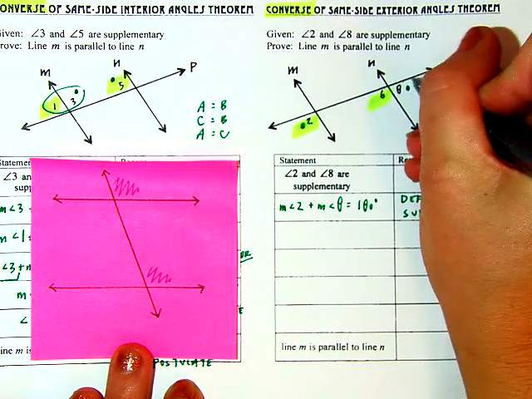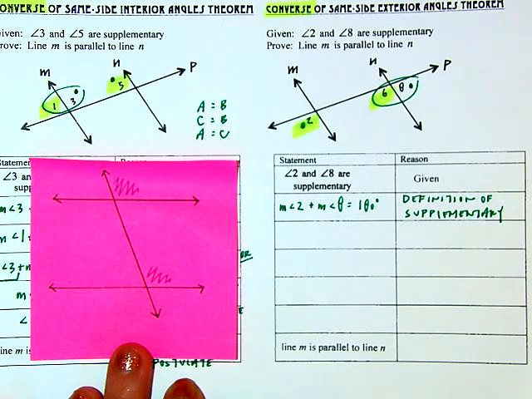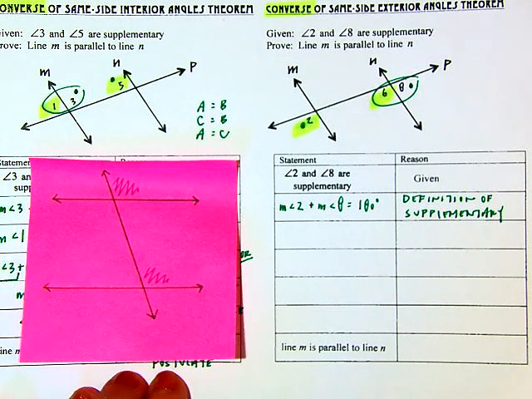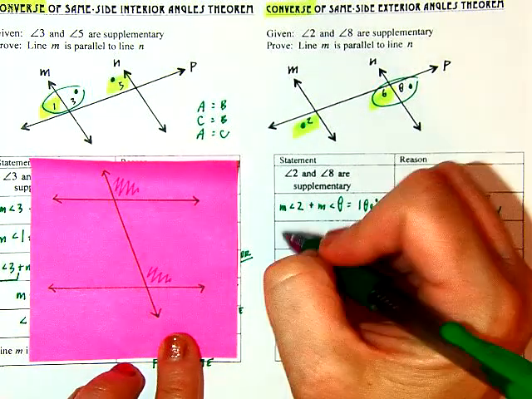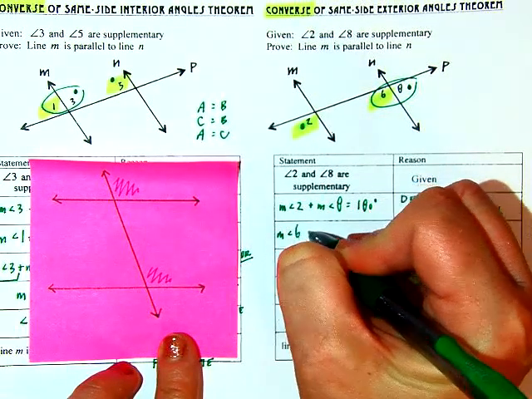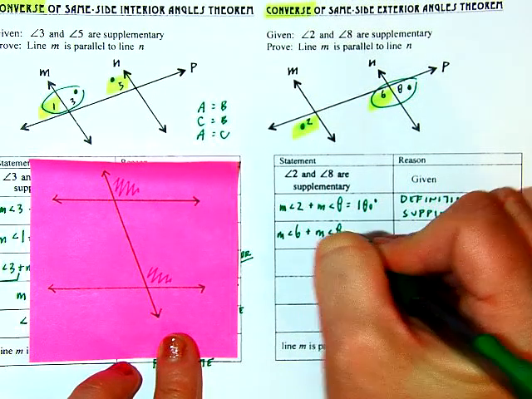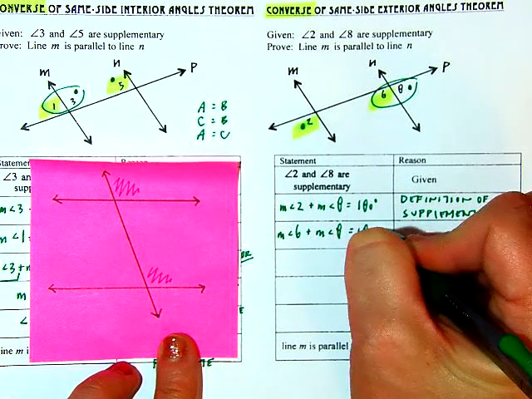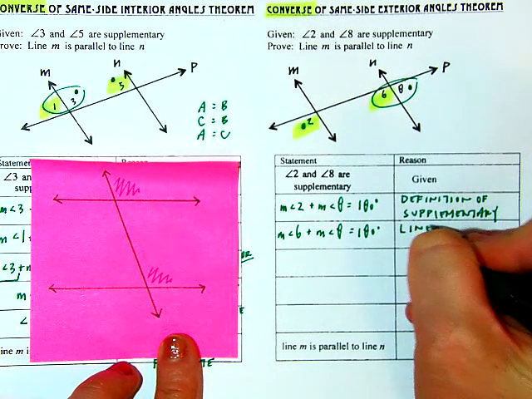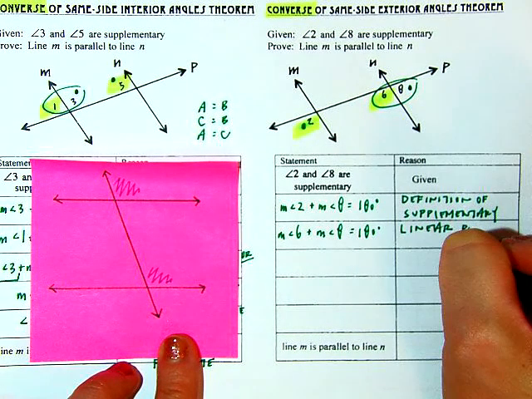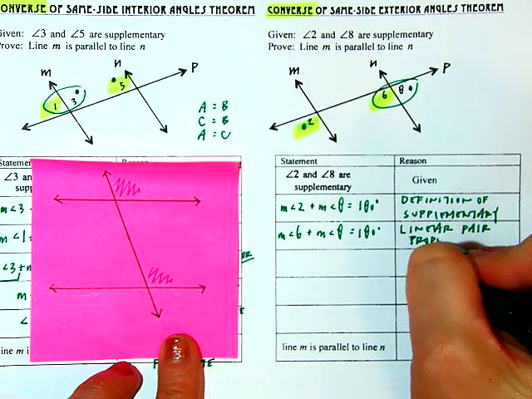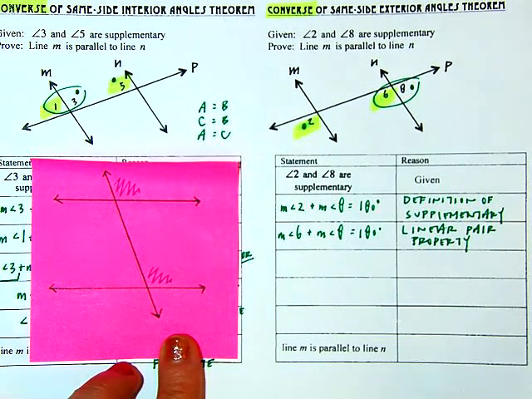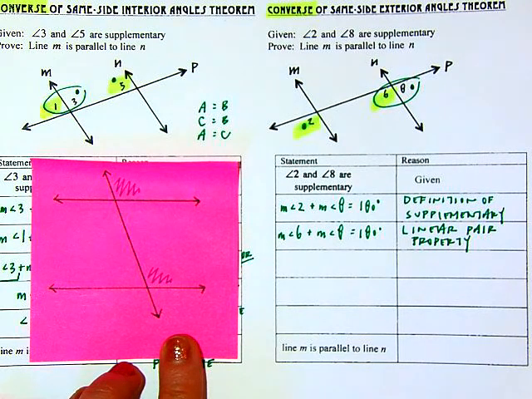Right here, I see a linear pair. And with a linear pair, right, they're always supplementary. Their measures add to 180. So here I can say that the measure of 6 plus the measure of 8 equals 180. My reason would be the linear pair property. Linear pairs are always supplementary. Their measures add to 180.